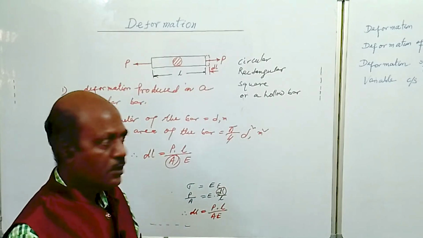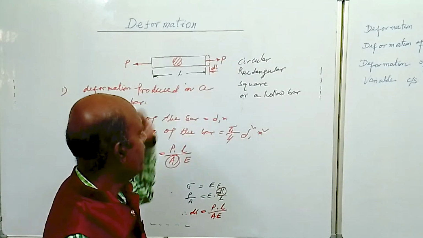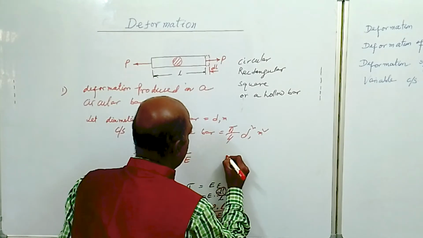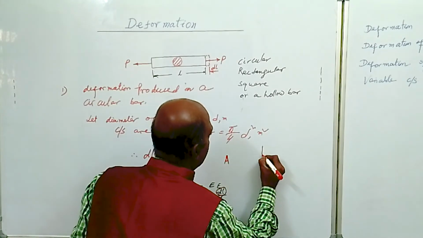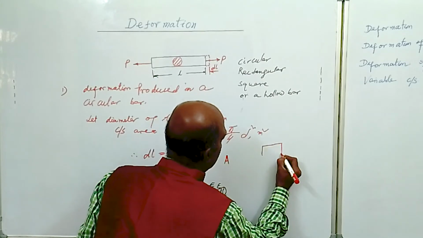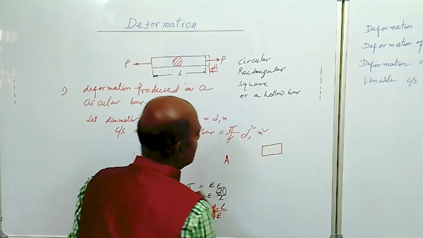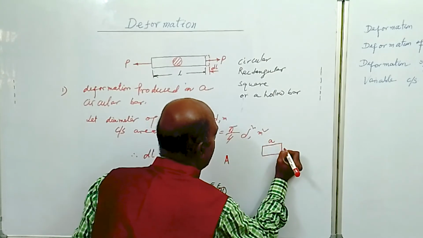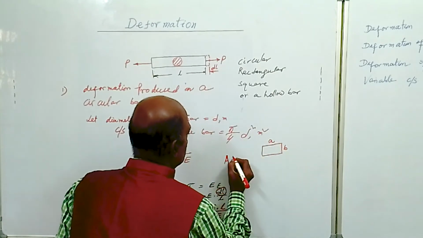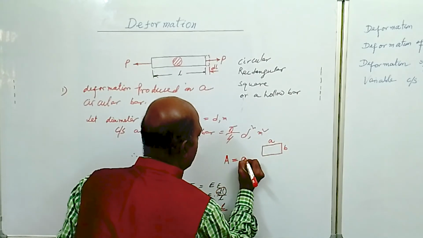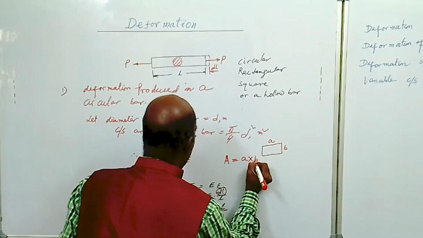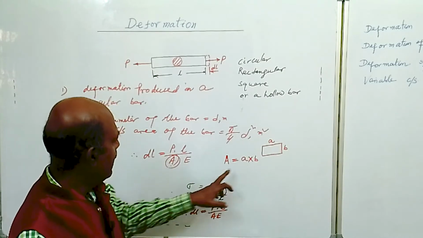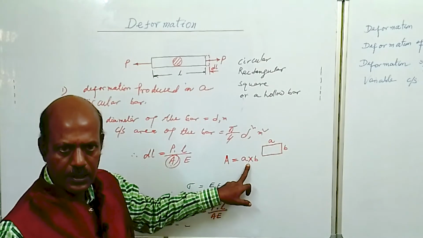Now if the cross sectional area is, instead of circular, if it is a rectangular cross sectional area, then A will be, say, it is a rectangular cross sectional area. The bar is having this cross section, say this one is small a and this length is small b. So cross sectional area is given by small a into small b. So instead of A, capital A, that is area will be a into b meter square.